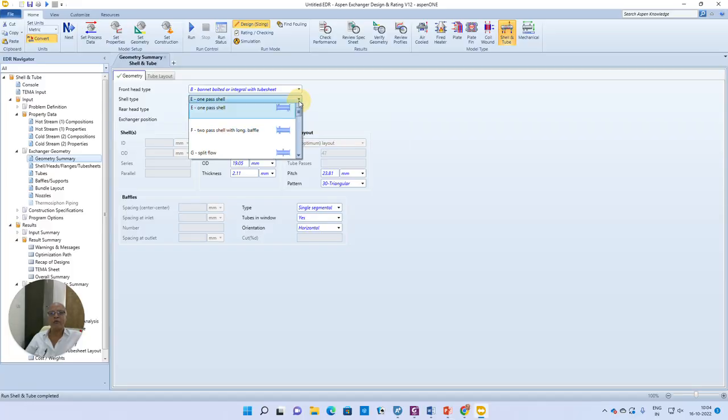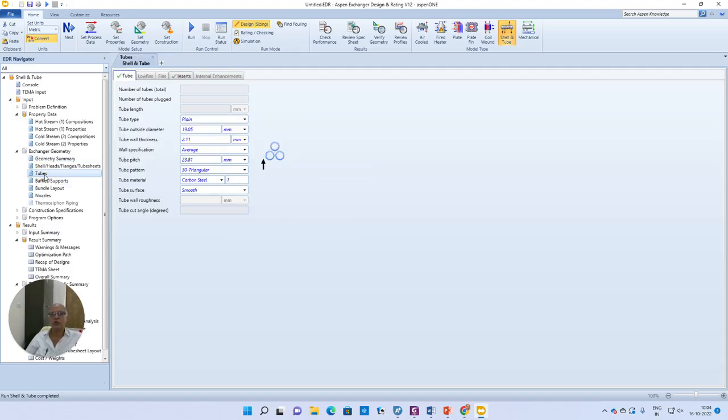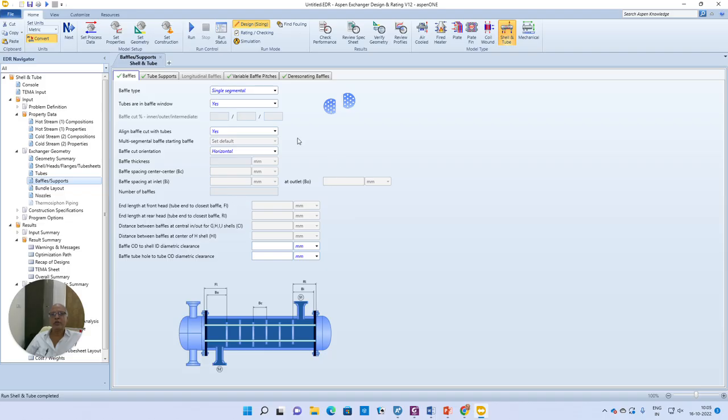Similarly, you can see the different types of shell passes that are available: E, H, J, K, X, and so on. Similarly, rear head type. So if you are interested in designing a particular type of exchanger, you need to select accordingly. And similarly, of course, you can also go into the other details. Let me go into the tubes. We never talked about the type of pitch that we are using, but you have a choice of varying them. Whatever pitch you want, you can do that. I'll come back to this. Baffles.